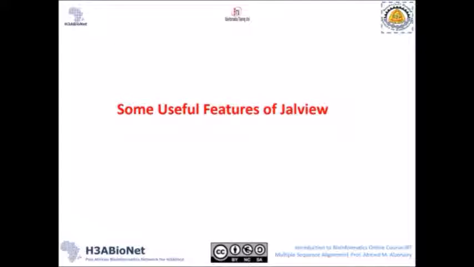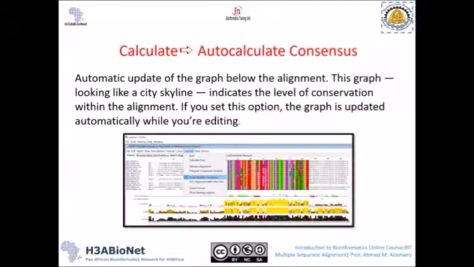Some other useful features, of course, include calculate consensus. You can find this in the calculate menu. You can auto calculate consensus. This will allow you to see the consensus of your sequences, and this is a very good feature also to see which part is preserved, which part is conserved, and which part is not conserved.